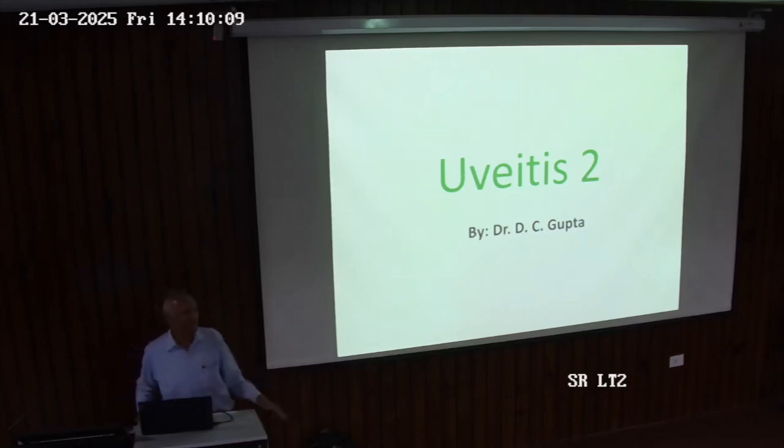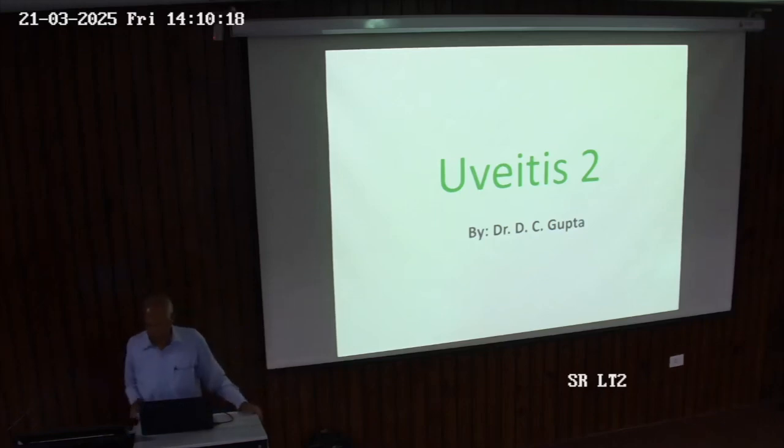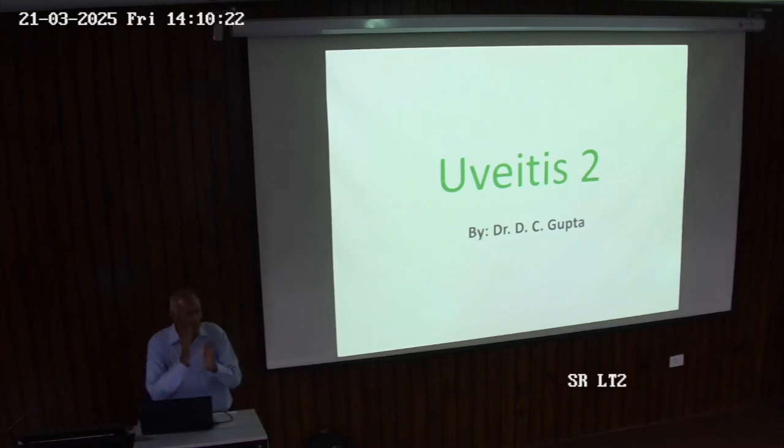There are so many types: mutton-fat KPs, fine KPs, red KPs, crenated KPs, healed KPs. So these are the KPs. If you look under the slit lamp, you see white dot-like structures at the back of the cornea, the endothelium, deposited especially in the lower part of the cornea. Last time I showed you the picture. These are the cellular deposits, proteinous cellular deposits.